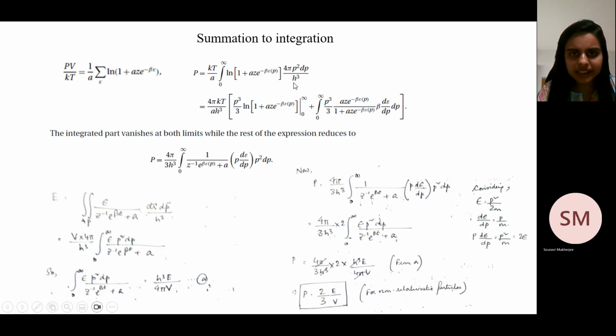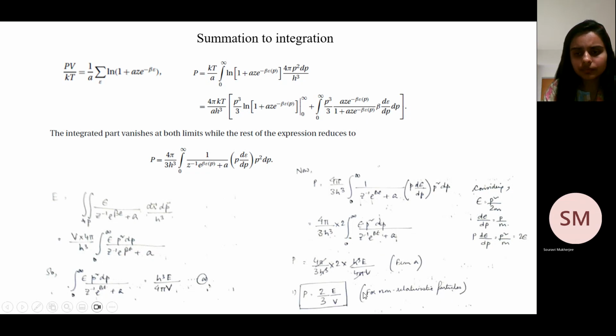And then depending on how the energy depends on your momentum, your expression for pressure would change, right? So you have this d epsilon dp term, which takes into account how energy depends on momentum. Suppose for a free particle, energy is equal to p square by 2m, you can find an expression for pressure. You can also find parallelly the expression for energy and relate both of them to get this expression. So this is for non-relativistic, massive particles, where energy is given as p square by 2m.